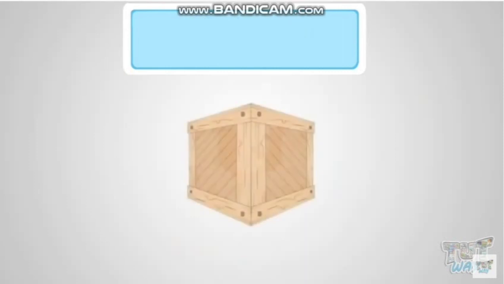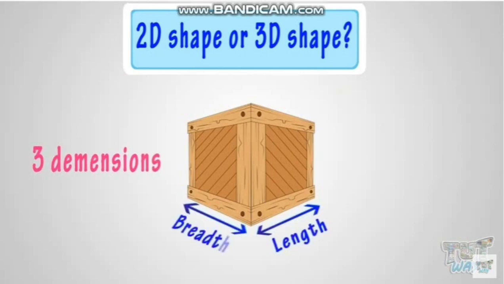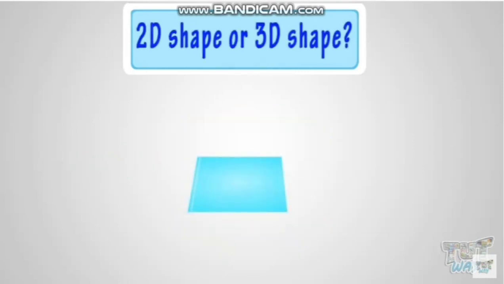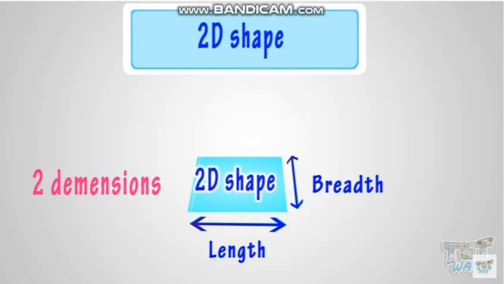Here we have a picture. Is it a 2D shape or a 3D shape? This shape has 3 dimensions. It has length, breadth, and height too. So it's a 3D shape. Here we have another shape. Is it a 2D shape or a 3D shape? This shape has only 2 dimensions, length and breadth, no height. So it's a 2D shape.